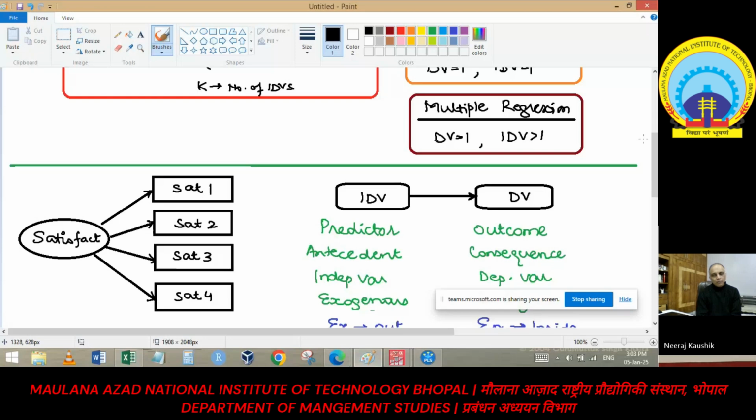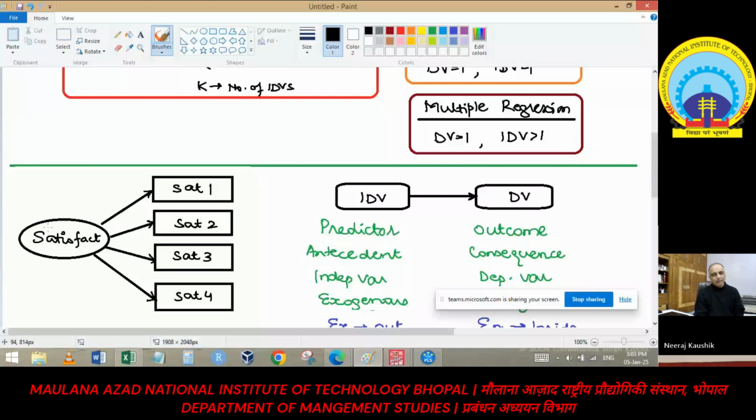Monu, it's sticking in your mind and creating a problem because DV is only 1. Had I written satisfaction 4 times with a single arrow each, then it would be okay. The only problem is there is only one satisfaction. If I write 4 satisfactions and 4 arrows, then you will say it's okay, these are the 4 cases of simple regression. But it's not the case of multiple regression.